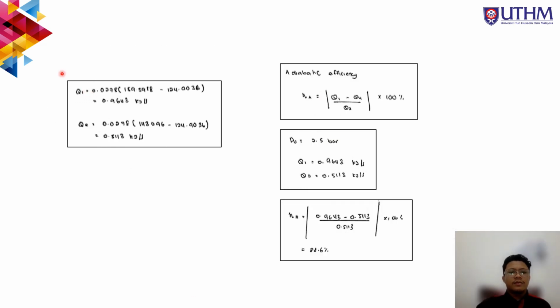After you get the values for Q1 and Q2, you have the adiabatic efficiency formula: Q1 minus Q2 per Q2 times 100%. This is the value for Q1 and Q2 for 2.5 bar. You insert them in the adiabatic efficiency formula, and after you calculate, you get the answer of 88.6% adiabatic efficiency for 2.5 bar.